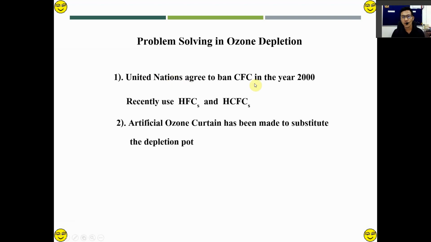For problem solving in ozone depletion, one of the most important steps is that they agreed, according to the United Nations, to ban CFC in the year 2000, and recently use some other substances. And an artificial ozone curtain has been made to substitute for the depleted ozone. So right now, it's not like the big hole keeps growing. We did something that can protect our Earth already, so the hole is not that big anymore.